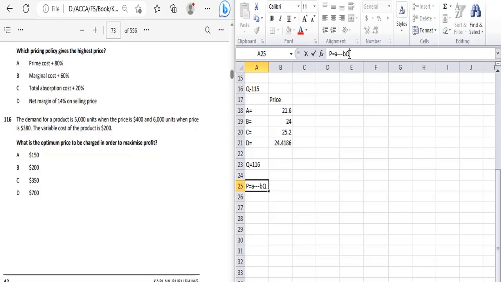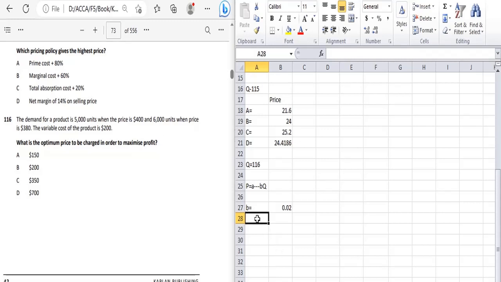So how do we calculate B? B equals change in price divided by change in quantity. What is the change in price? It's 20, but ignore the minus sign here. So the change in price is 20, and the change in quantity is 1000. So B is 0.02. The price has decreased, so ignore the minus sign.